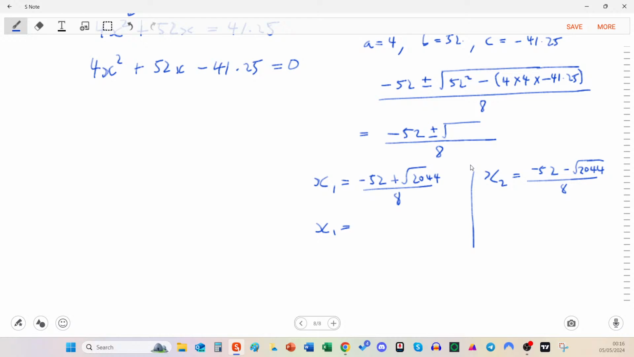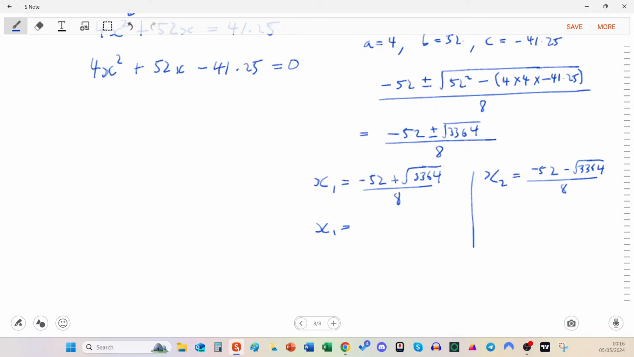52 squared, take away 4 times 4 times negative 41.25. That was definitely where I went wrong, because that's actually 3364. And that's why we double check this stuff, right? And that's why it's good to have a calculator with us.